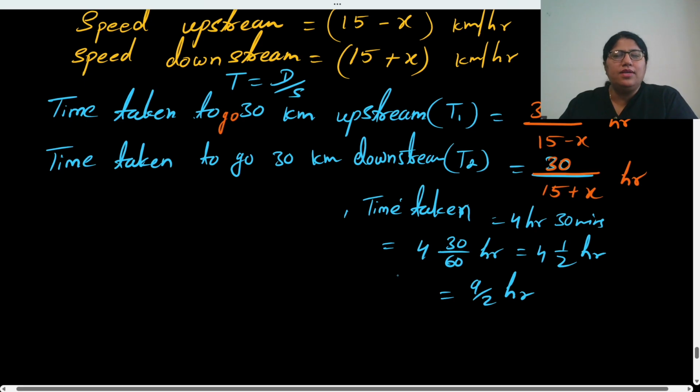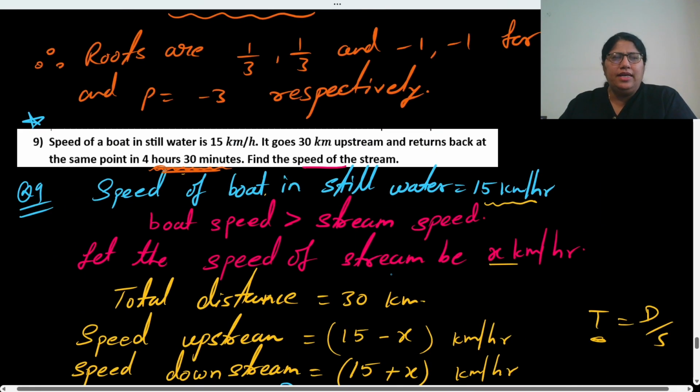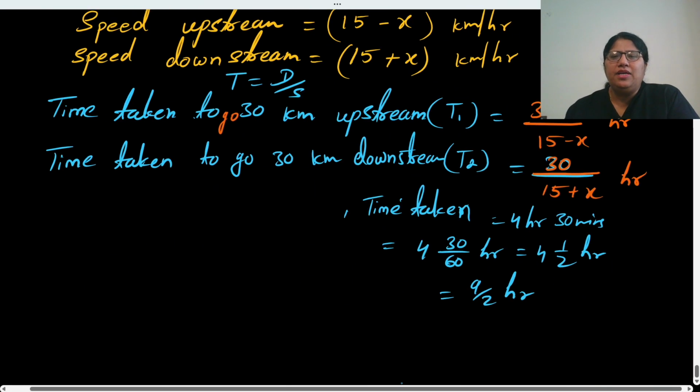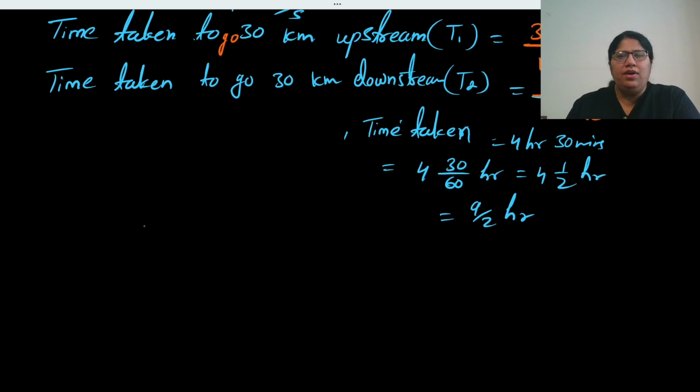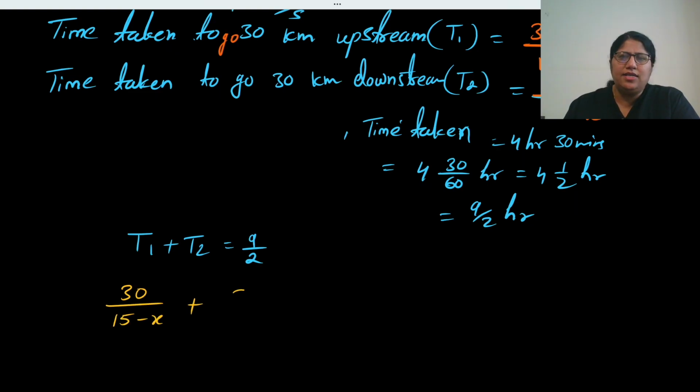Now what is given in the question here? It says it is going upstream and returning back, and the total time taken is 4 hours 30 minutes. That means T1 is the upstream time and T2 is the downstream time. So altogether it is taking 9 by 2 hours. How are you going to simplify? Substitute the values: 30 by 15 minus x plus 30 by 15 plus x is equal to 9 by 2.